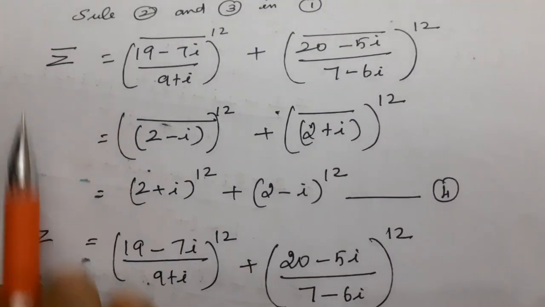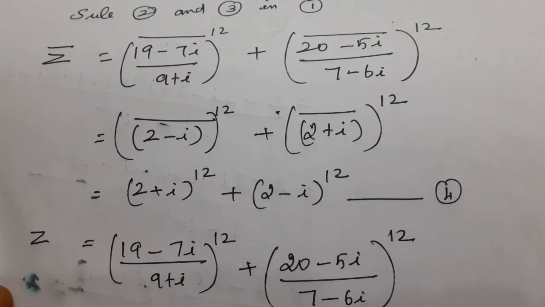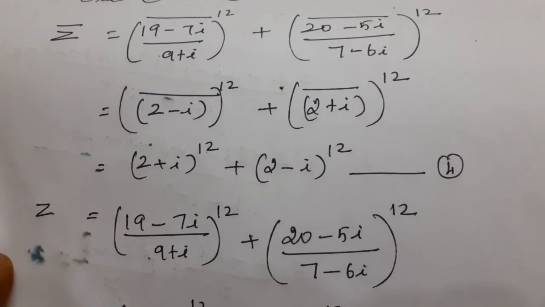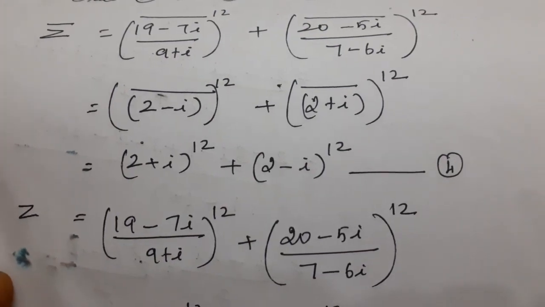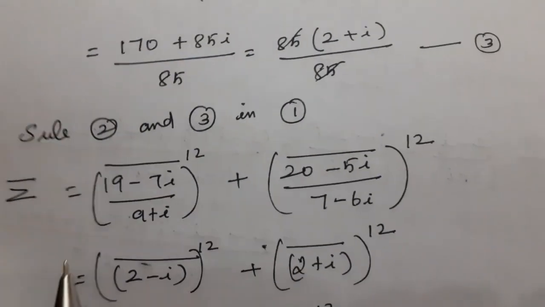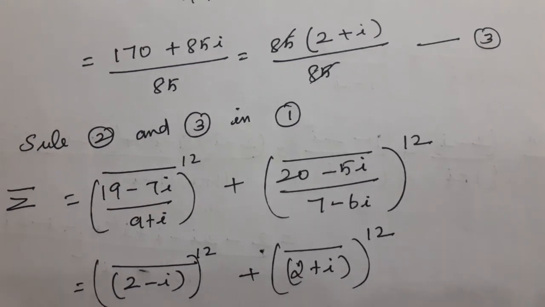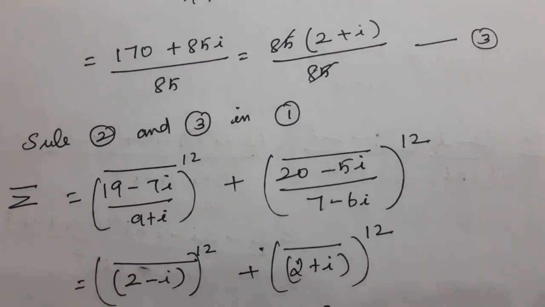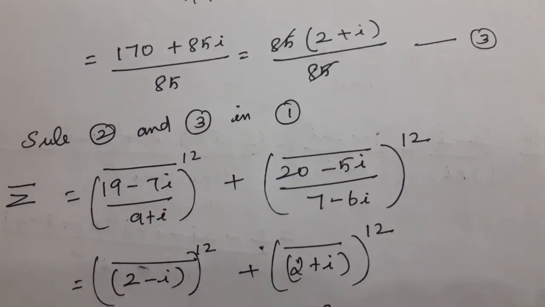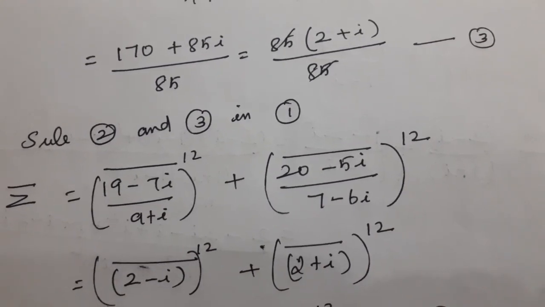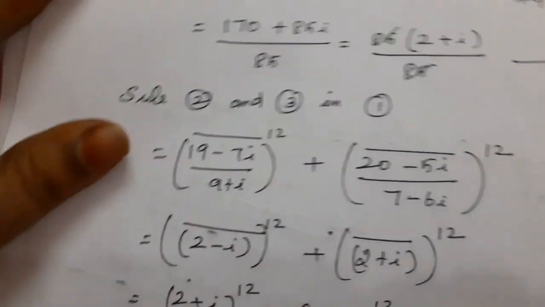So the z bar value is equal to our z. Therefore z equals z bar, or z bar equals z. Z is real only. This is the question, and after the simplification we get this result. But if we directly substitute 19 minus 7i and do the calculation, we get the same value also. Z bar and Z values are both equal from 4 and 5.